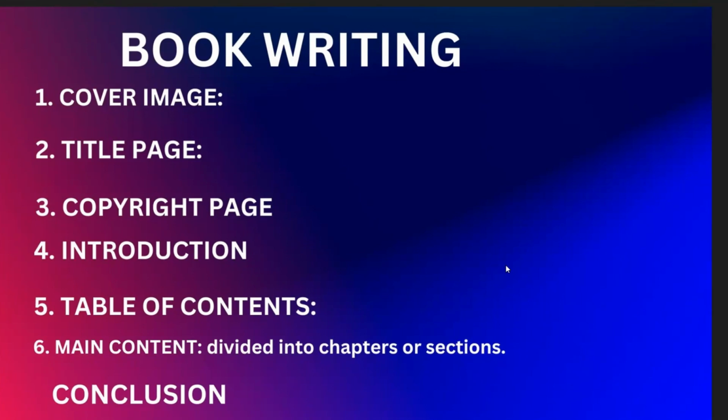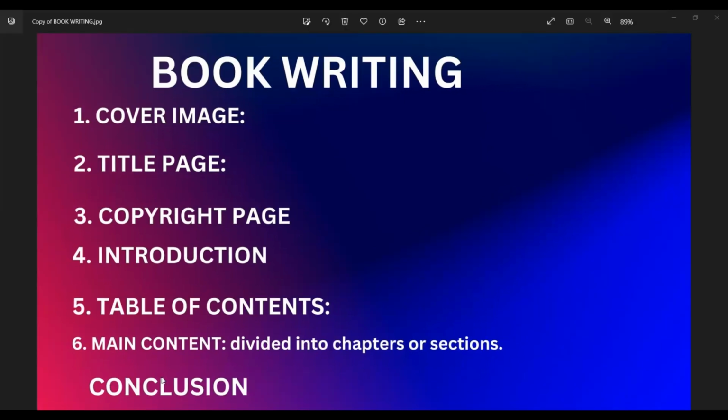When you publish an ebook using Amazon Kindle Direct Publishing, the digital format allows for some different components than a traditional printed book. Here are the main parts of an Amazon KDP e-book: the cover page, the title page, the copyright page, introduction, table of contents, main content, which is divided into chapters or sections. And the last one we have there is the conclusion.